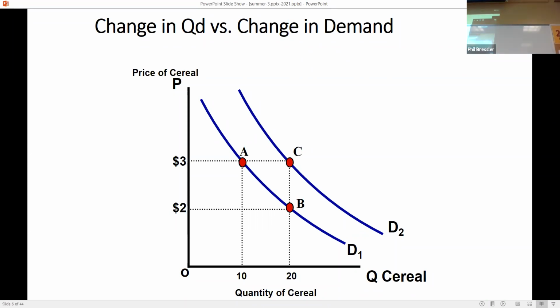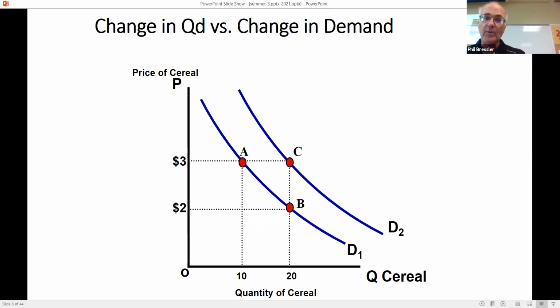Now, take one of those 5 shifters. Let's go for income. Income doubles in the United States. That's when you go from D1 to D2. Now, what's the difference here?